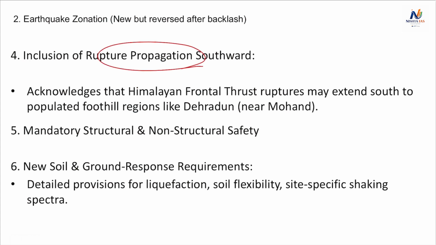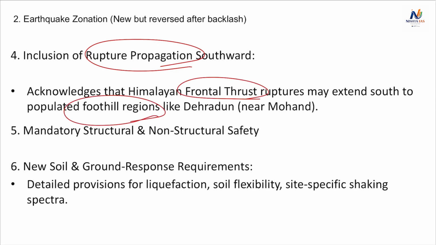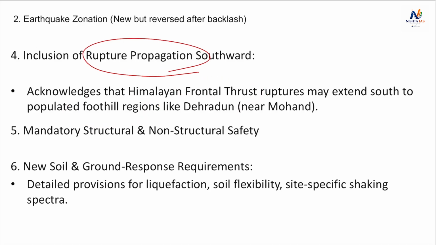Yes, likewise. Then inclusion of rupture propagation southwards. That means the map acknowledges that Himalayan frontal thrust ruptures may extend south to the populated foothills of the region like Dehradun.